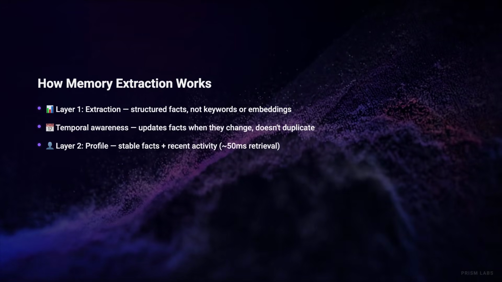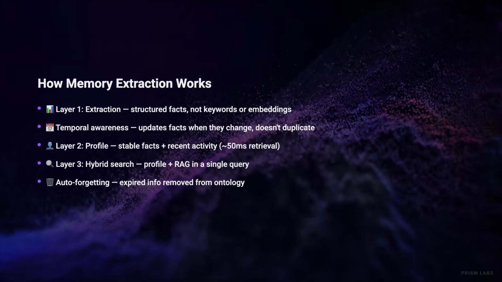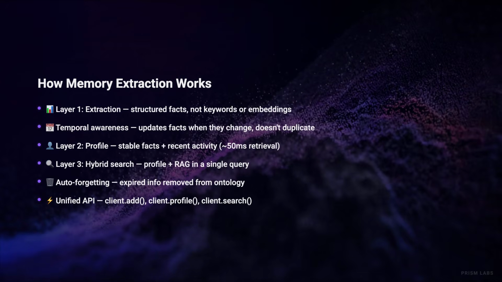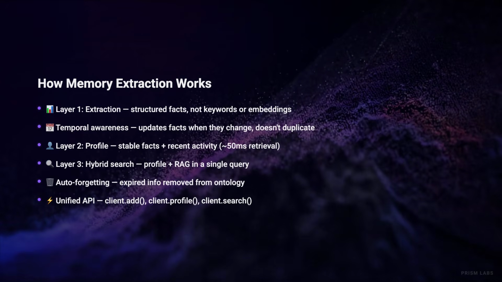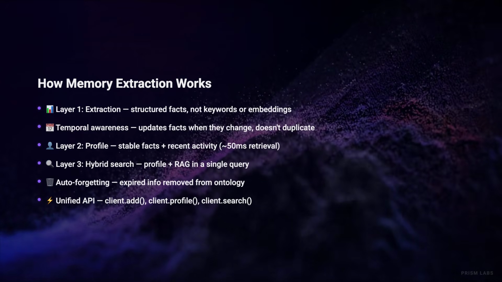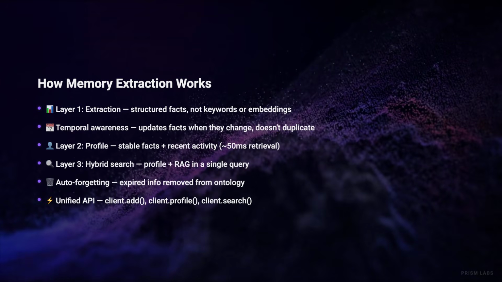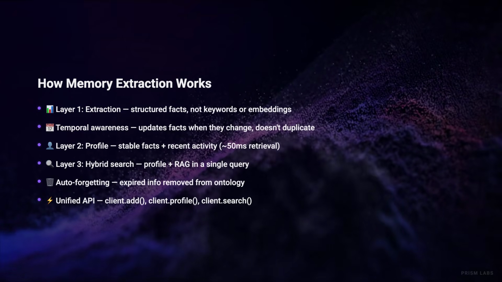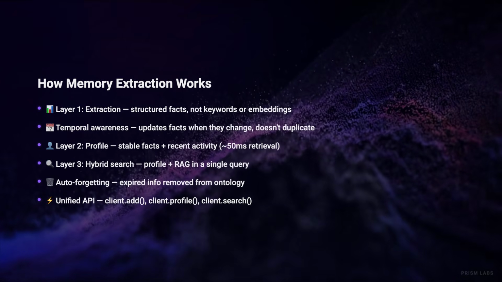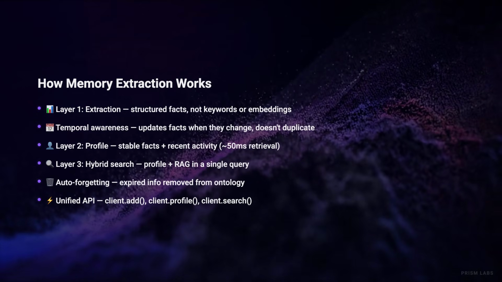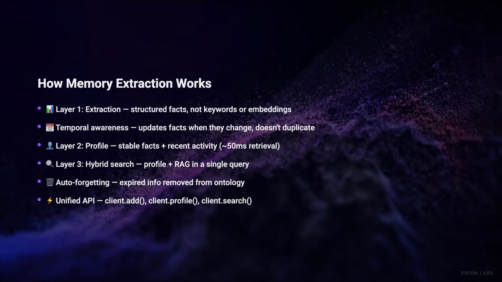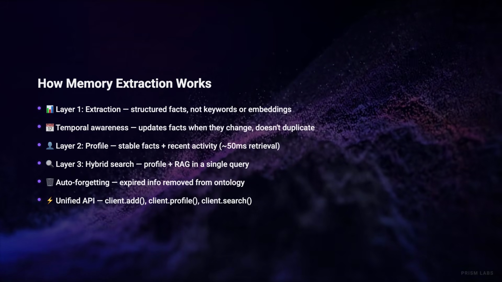Layer 1 is extraction. When you add content, a conversation, a document, a file, Supermemory extracts structured facts. Not keywords, not embeddings, actual facts. User prefers dark mode. User switched from Postgres to SQLite on March 10th. User's team uses 2-week sprints. These facts have temporal awareness, so if you later say you switched back to Postgres, the old fact gets updated, not duplicated.